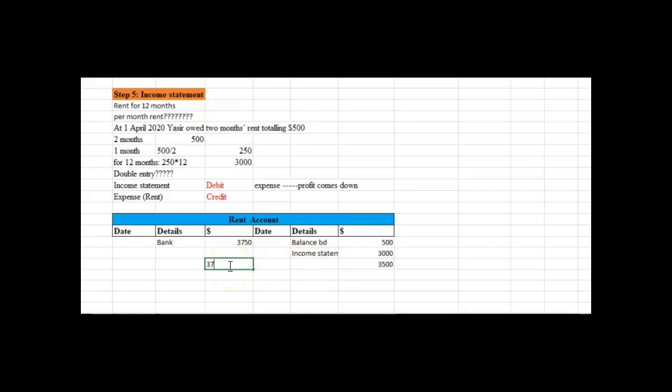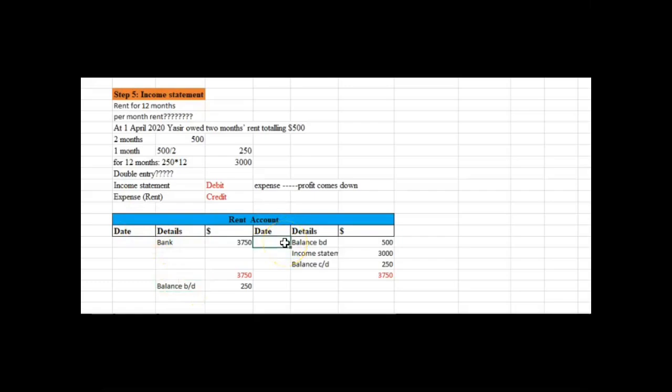Now check the total on both sides. We have 3,500 on the credit side while 3,750 on the debit side. So we put the higher side total on both sides and then use the 3,750 to find the difference on the lower side. We get 250, which is our closing balance. Therefore, we bring it down as balance b/d.